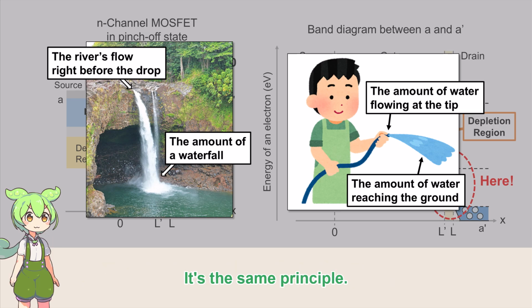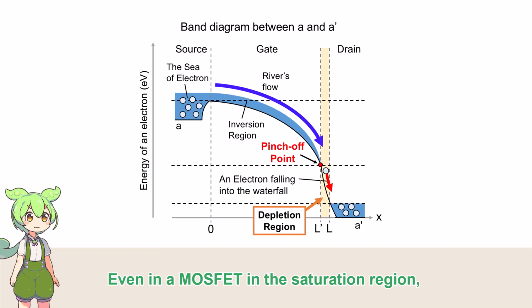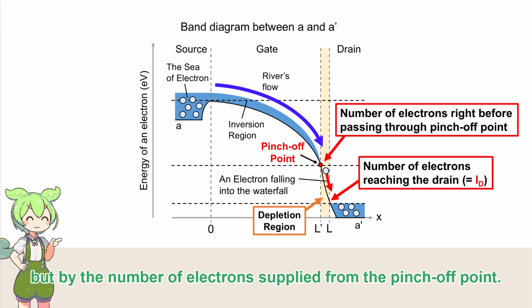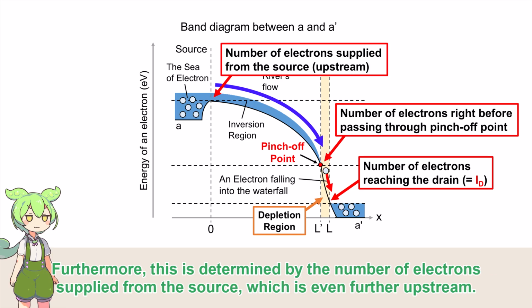It's the same principle. Even in a MOSFET in the saturation region, the drain current is not determined by the potential between the pinch-off point and the drain, but by the number of electrons supplied from the pinch-off point. Furthermore, this is determined by the number of electrons supplied from the source, which is even further upstream.